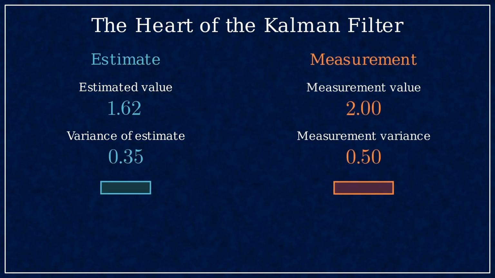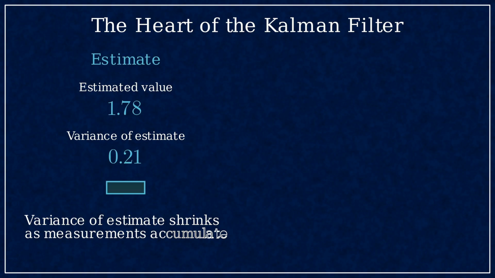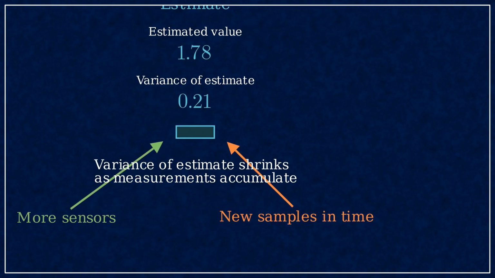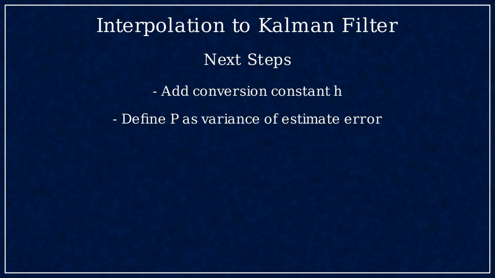You keep track of the variance of your estimate and keep improving it by adding more measurements, either by getting more sensors or getting new samples in time. Now you've seen the optimal interpolation method, but we still need a few steps to define the Kalman filter. So far we had the voltage to RPM conversion outside of the filter. Now we'll move that inside the filter's framework. The second point is to formalize the error covariance that we carry from one step to the next.